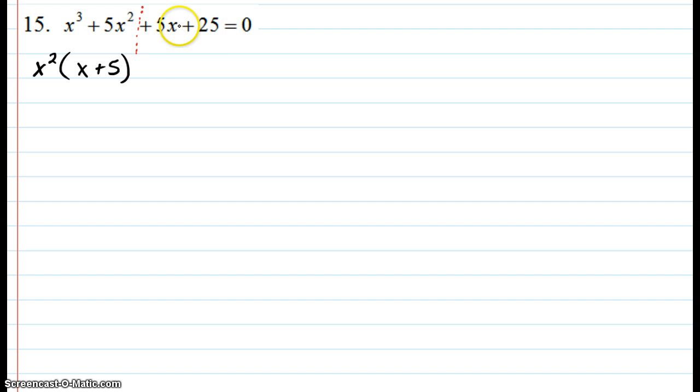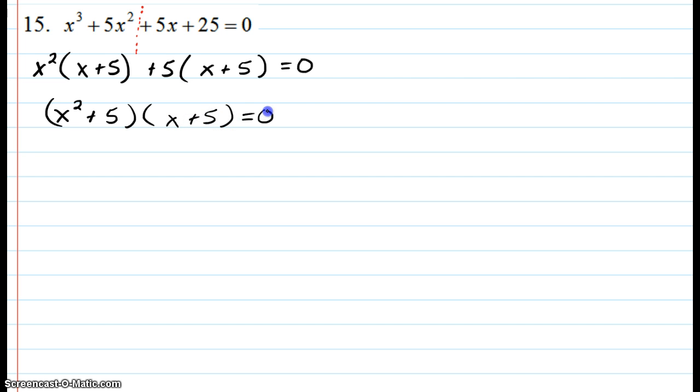And then over here, we can take out a positive 5x. Oh, I'm sorry, a positive 5. And so we're left with x plus 5. So since these are identical, that means we can group them. And so we're going to have x squared plus 5, x plus 5 equals 0.